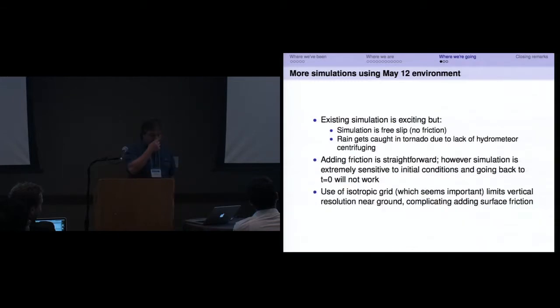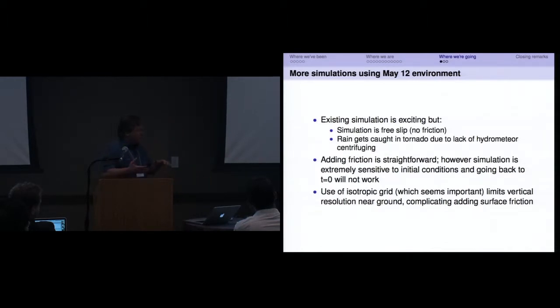So okay, where are we going? This is an exciting simulation. However, there's no friction at the surface. This is something that needs to be dealt with, because the real ground is there, and turning friction on does have a very strong influence on the simulation. The reason why we turned friction off, and I didn't want to turn it on too quickly, was because we ended up running with basically an isotropic mesh near the ground. So the first grid point is about 15 meters above the ground.